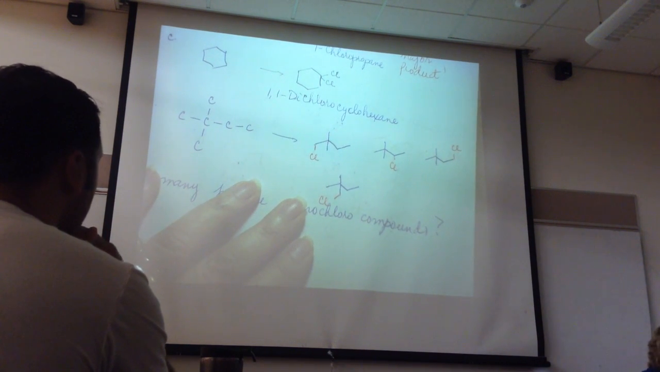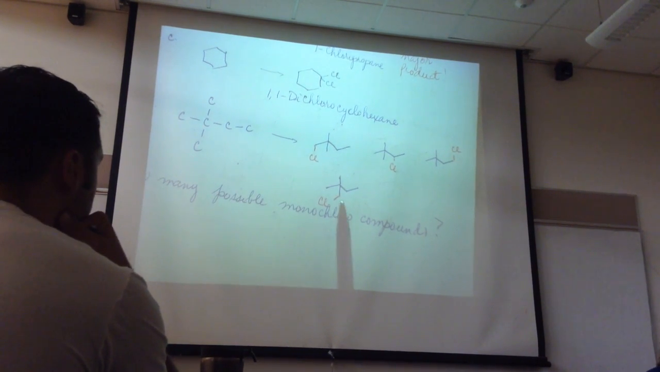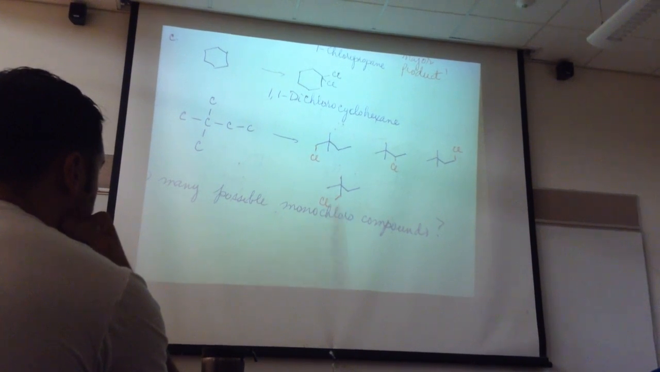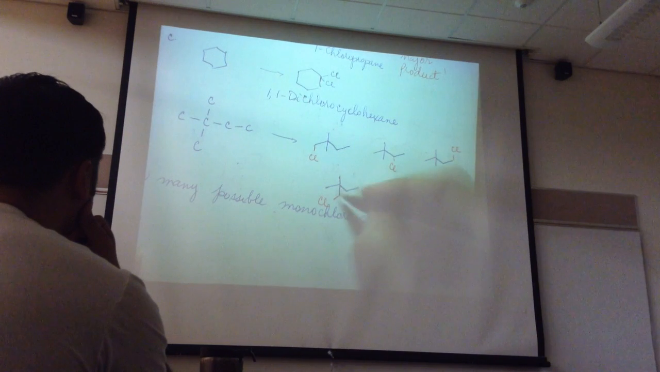What is a good idea is to use your naming. Use your naming again. If I'm naming this one, this is going to be 1-chloro, right? Now the longest chain is going to be this way, right? The longest chain is going to be now this way.